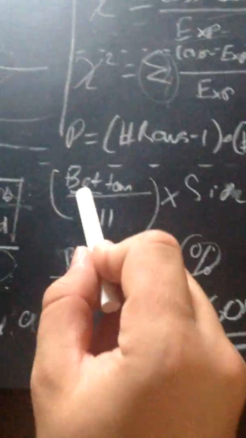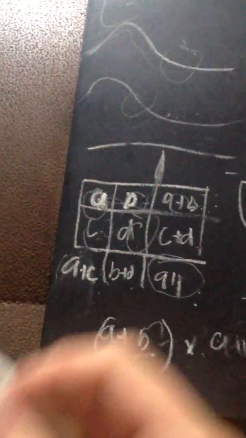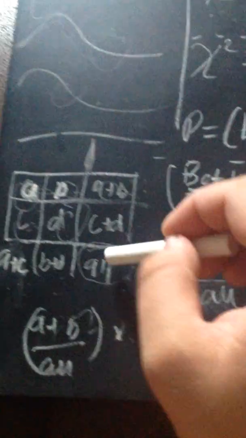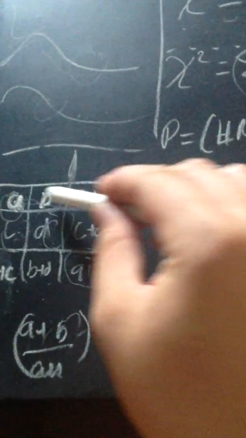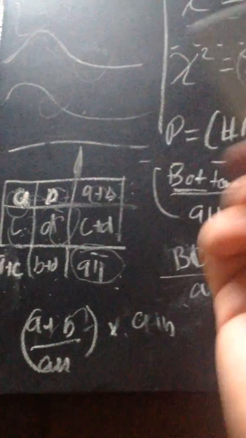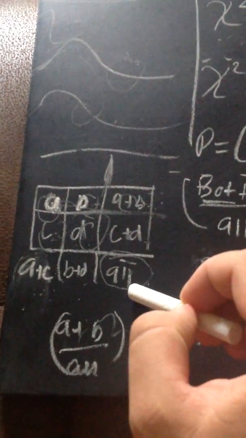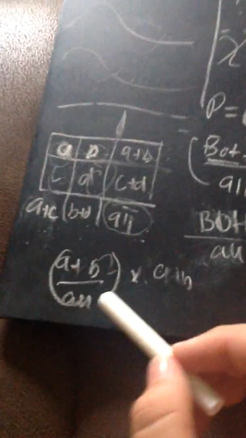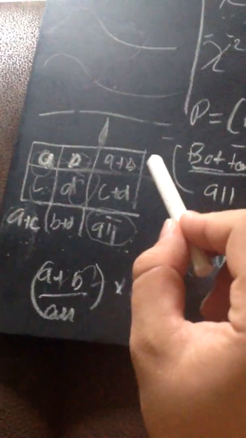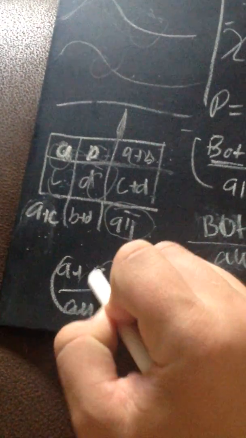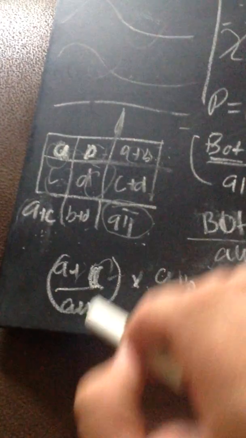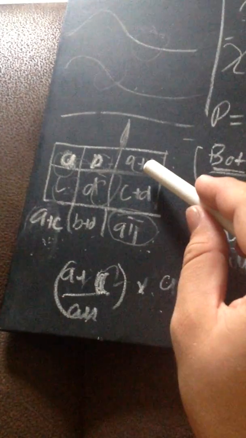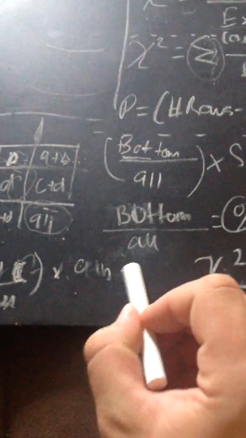Well, thankfully I have a formula. Bottom over all times side. What is this supposed to mean? Notice, A plus C, bottom, B plus D, bottom. All is in the corner. Side, A plus B, this way, you see? C plus D, over here. Isn't that crazy? So you do bottom over all times side. And for example, if we were doing what's the expected value of the letter A, it'd be A plus C, my bad. A plus C, bottom, over all times A plus B, right here. See? Bottom over all times side. That's how you find the expected value.